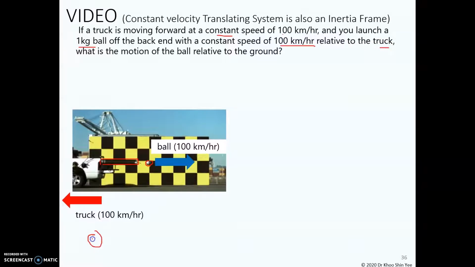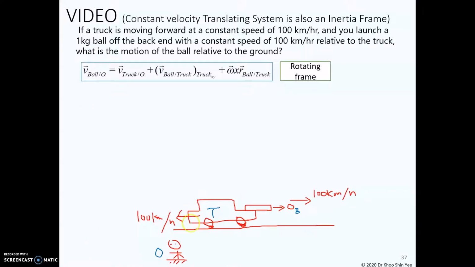If you are an observer on the surroundings, observe the motion of the ball relative to the ground. If the observer here is in the inertial frame, can you predict what will be the motion of the ball? So you have the truck labeled by T, the ball labeled by B, and the observer labeled by O. We can use the velocity equation to find the motion of the ball.